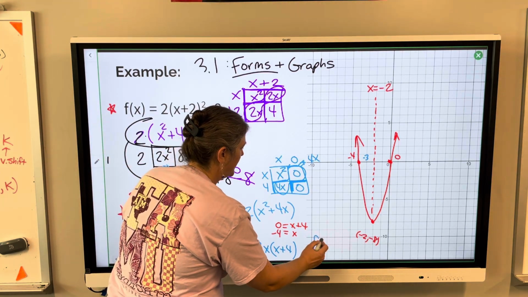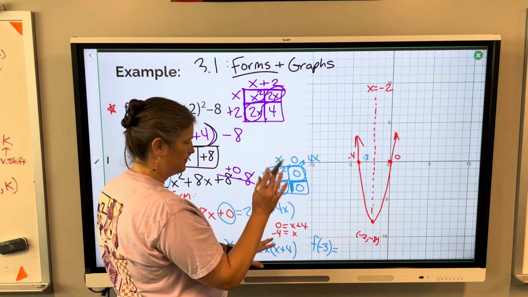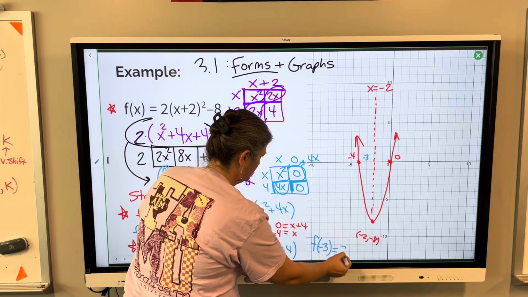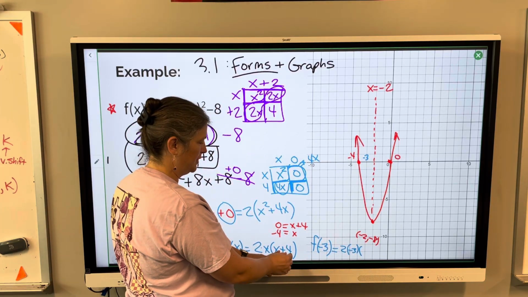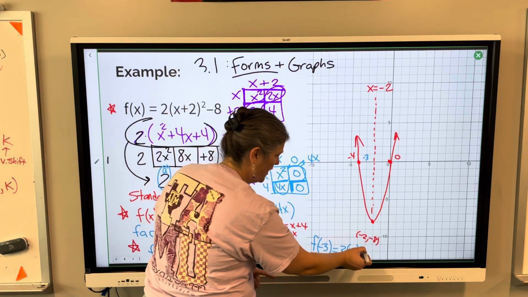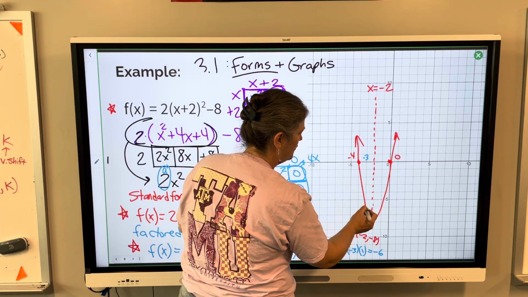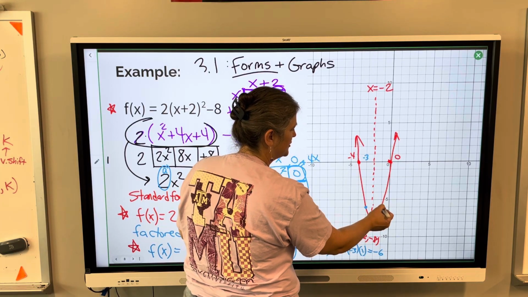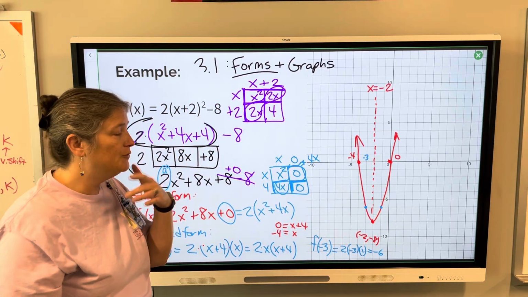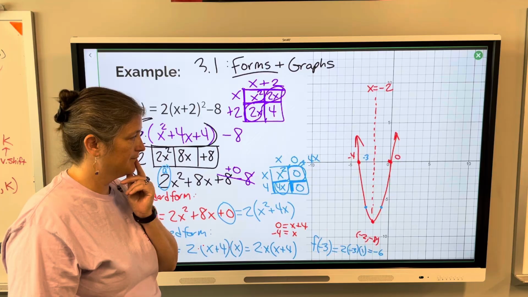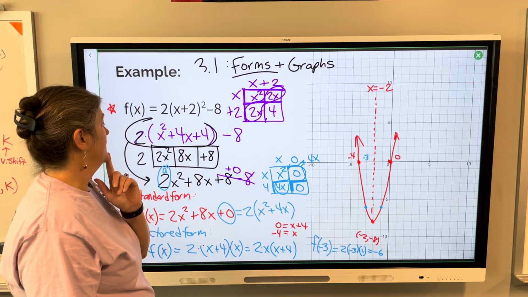So when I want to find f of -3, just as a guide point to see if it lands in the right place, I'm going to do 2 times -3 times, well, -3 plus 4 is 1, so it's -6. -6, oh, how nice. I actually already went through those points. So I drew my U appropriately. Great, hope that helps.